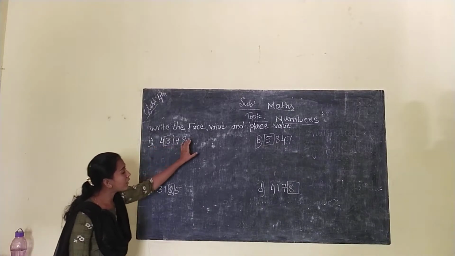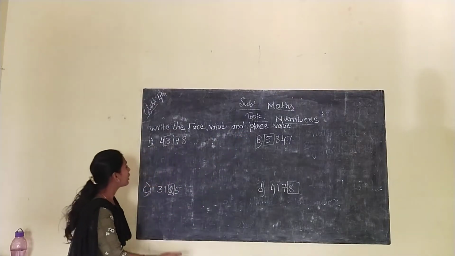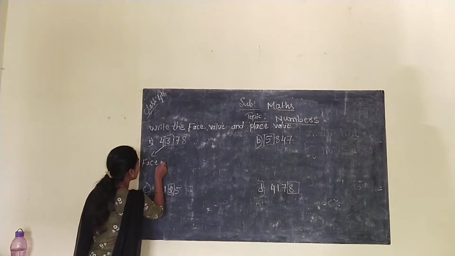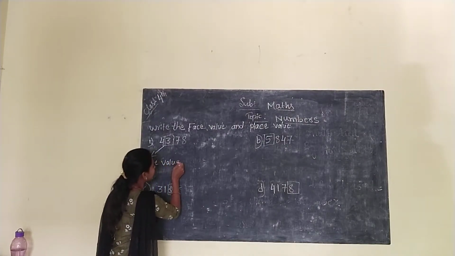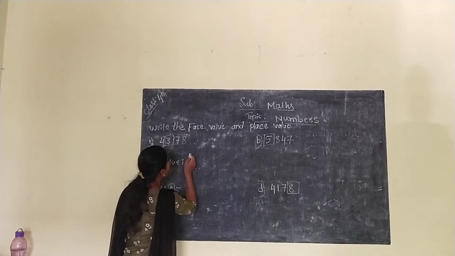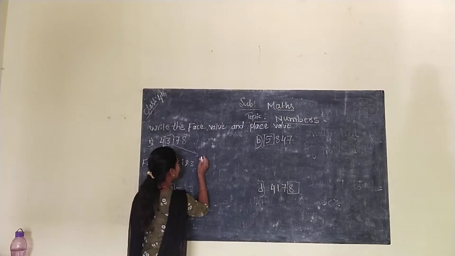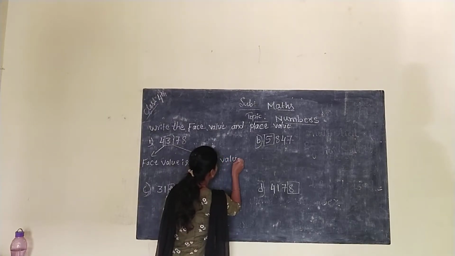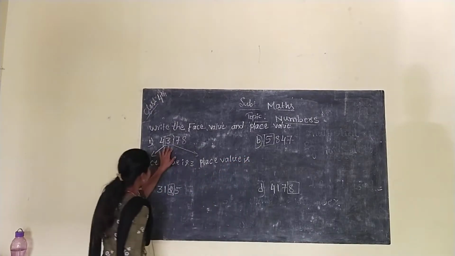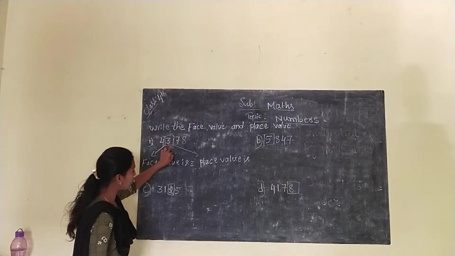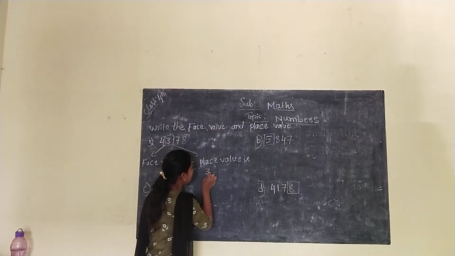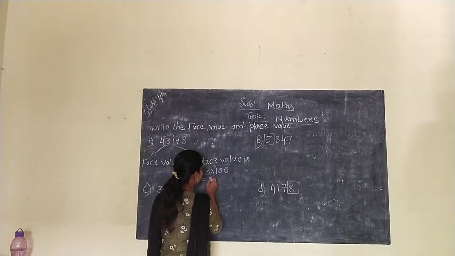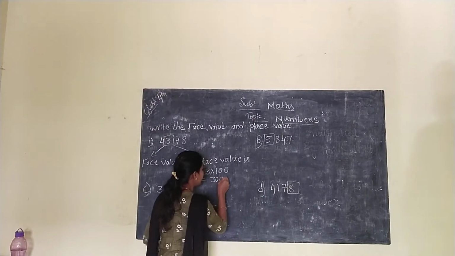We have to find out face value and place value. Face value is 3. We have to find out place value also. Three is which place? So 3 is hundreds place. So we have to write 3 into 100. 3 into 100, 300. We have to write 300.